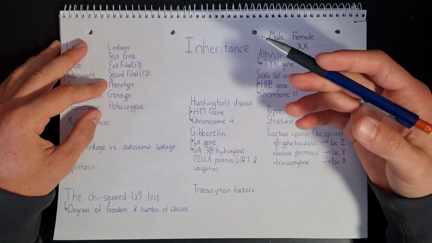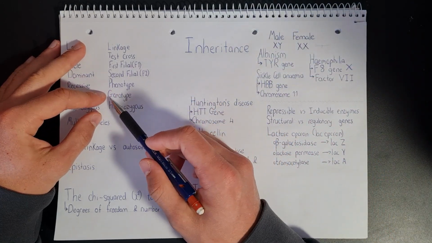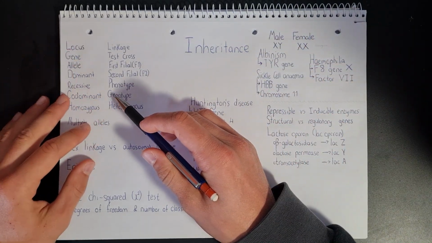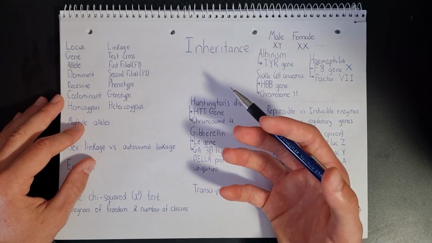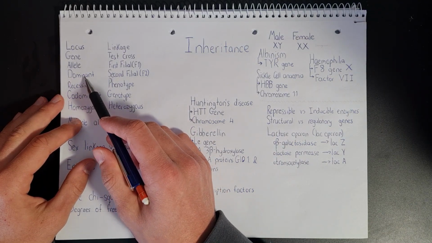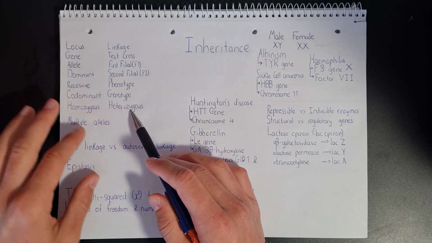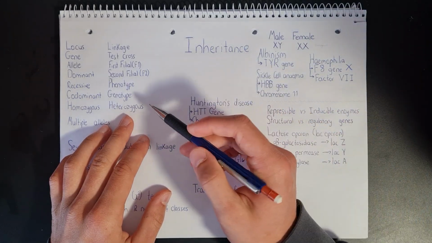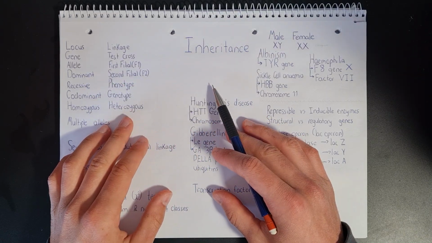Phenotype refers to the physical makeup of an organism, so the physical traits, P for physical. Genotype refers to the genetic makeup of an organism, G for genetics. Homozygous refers to when we have two alleles that are the same. We can have homozygous dominant when both alleles are dominant, and we can have homozygous recessive when both alleles are recessive. Heterozygous means that we have two alleles of different types. So it can be a dominant allele and a recessive allele.